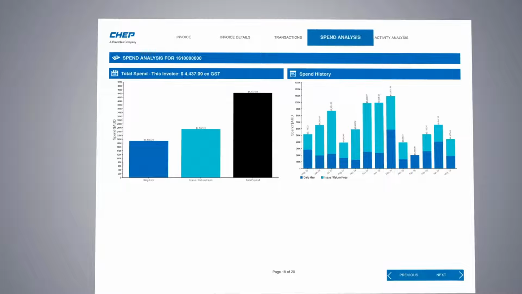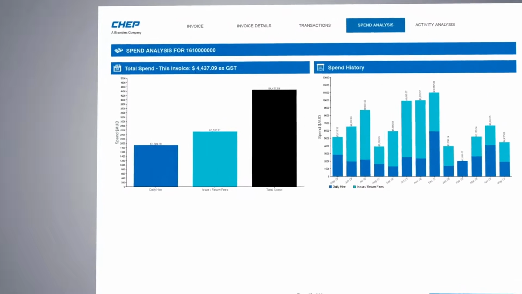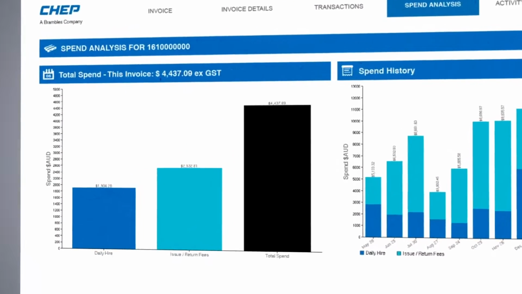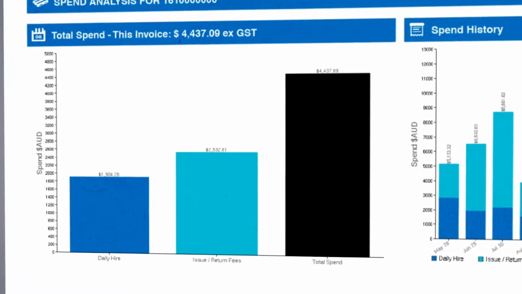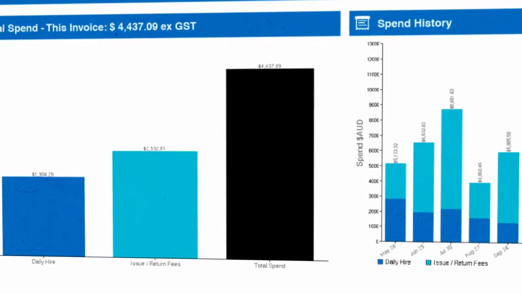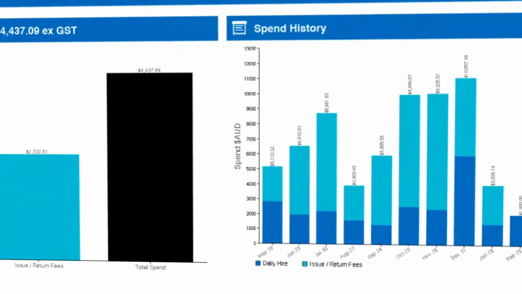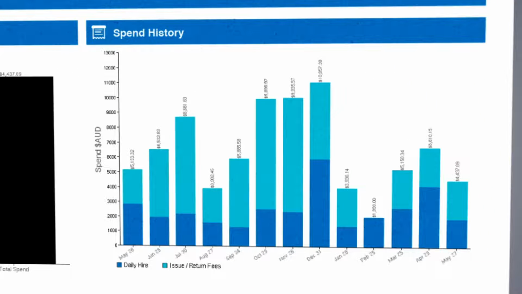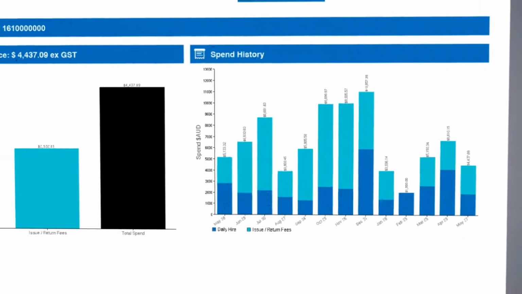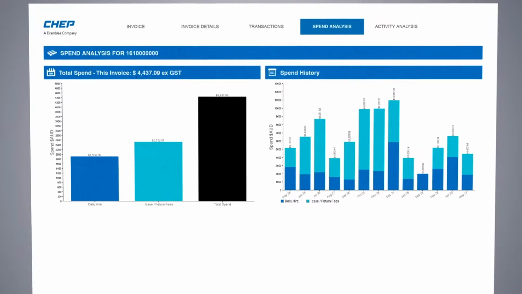Spend Analysis. The graph located on the left of the page shows a breakdown of hire charges, issue fees, or other sundries incurred on this invoice. On the right is a graph showing your spend for the last 13 periods. If there are any unexpected fluctuations, we recommend you investigate possible causes. Contact CHEP if you require support with reviewing transactional activity.